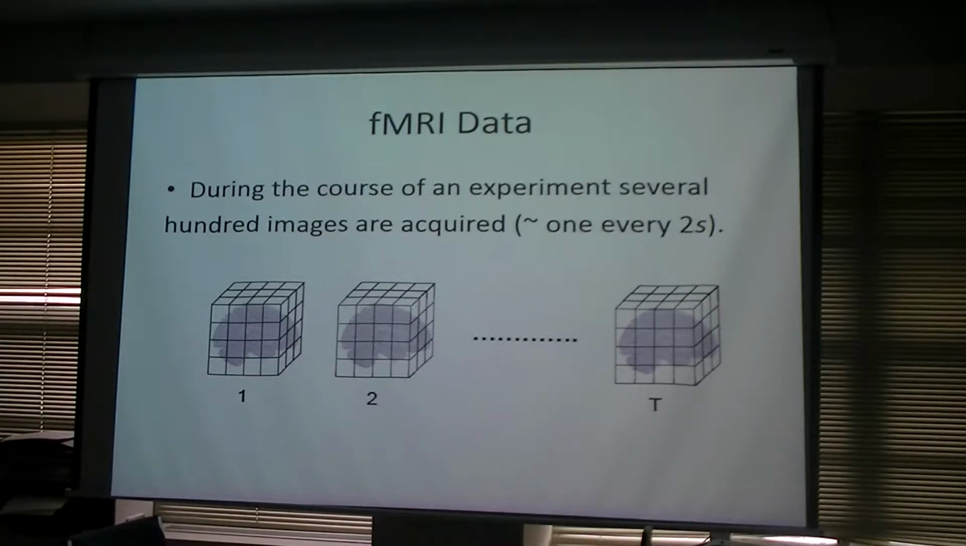During the course of an experiment, several hundred images are acquired, about one every 2 seconds. So every 2 seconds we get the whole brain image, the full brain activity. Then we perform the same thing again and another image is acquired, and so we find out the behavior of our brain.